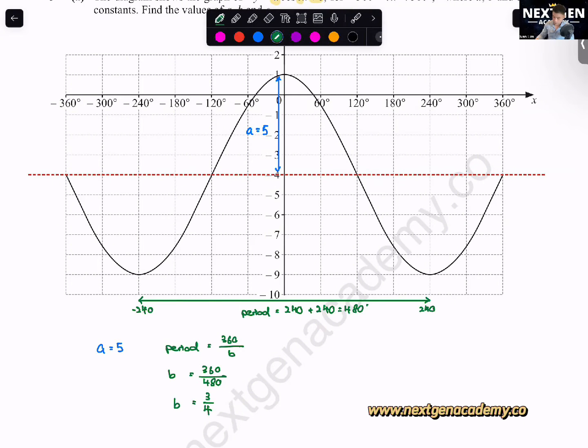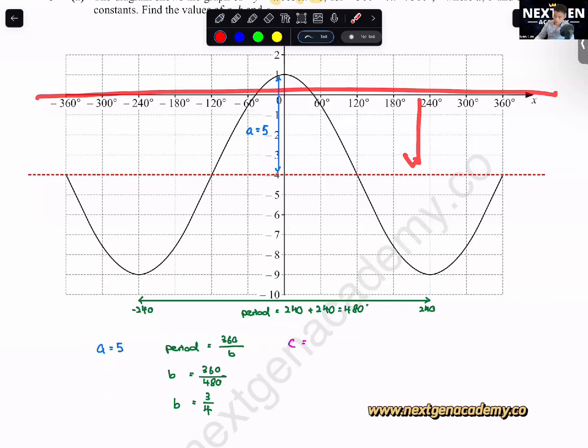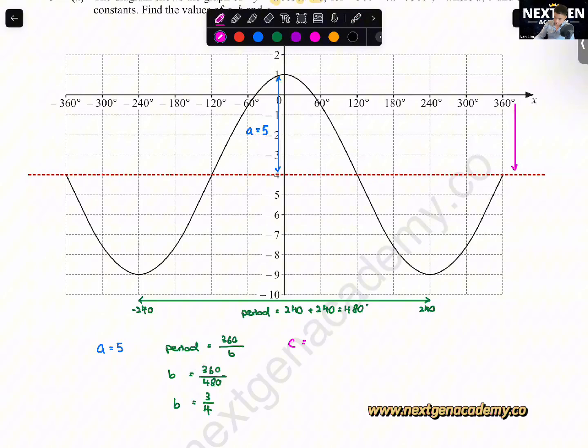Okay, the last one, your vertical translation. So what is your C value? How would you all do C value? C, you just see your middle point. Okay, that will be the easiest one. Your middle point, how much did it shift? So it shifted down by -4. So this is your C value. C is -4.